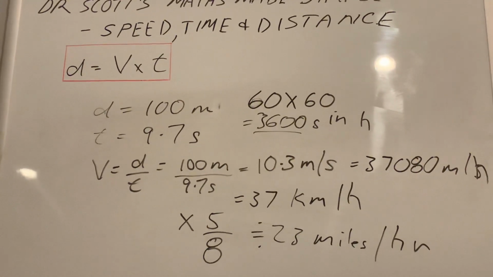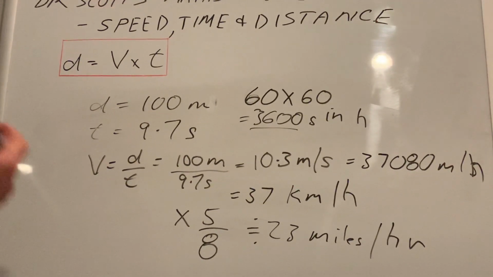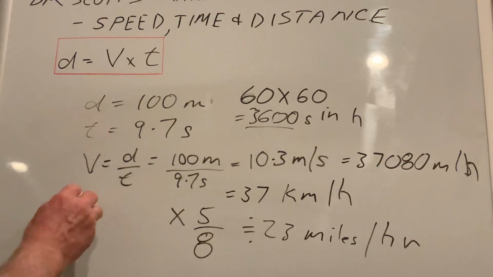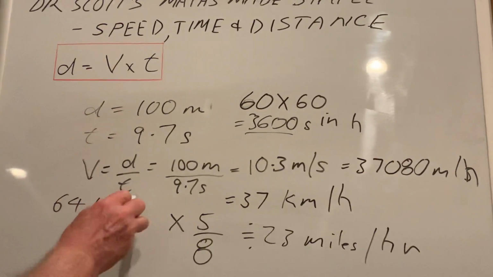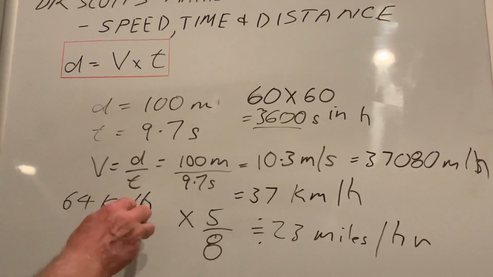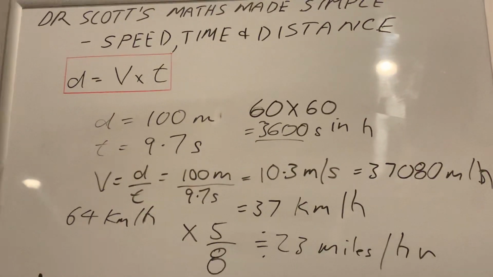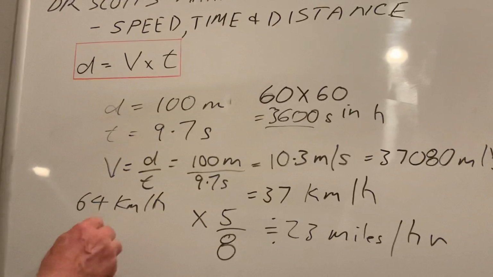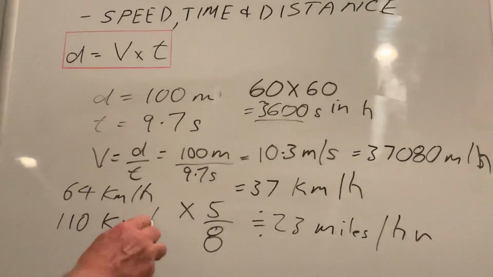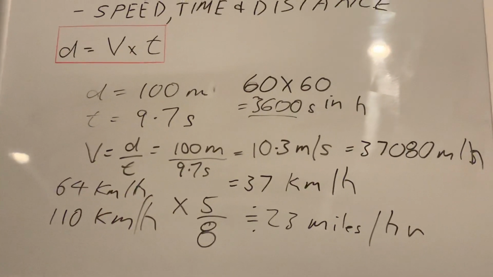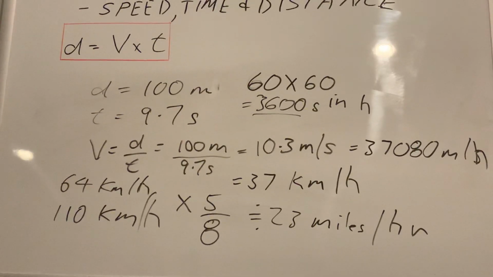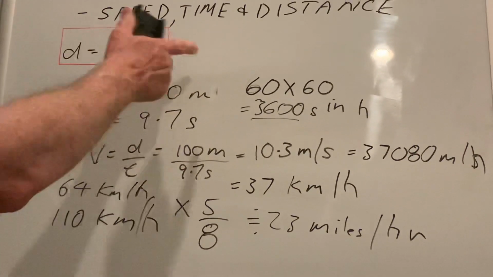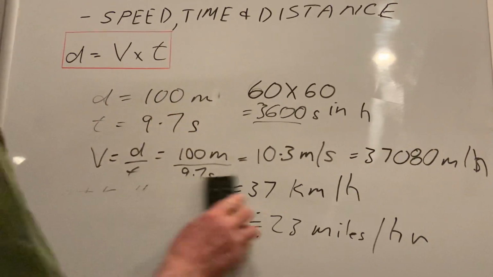I think a Belgian Shepherd can run at 64 kilometres per hour. That's my doggy. A cheetah, I don't own any cheetahs, but apparently they can do about 110 kilometres per hour. And that's the end of the lesson. So it's just distance equals velocity multiplied by time.